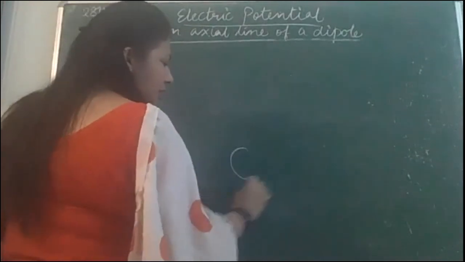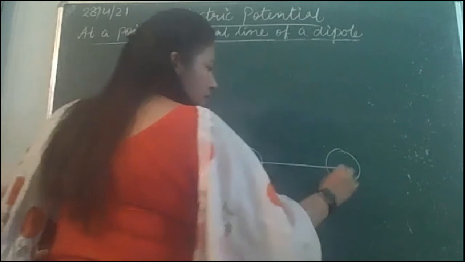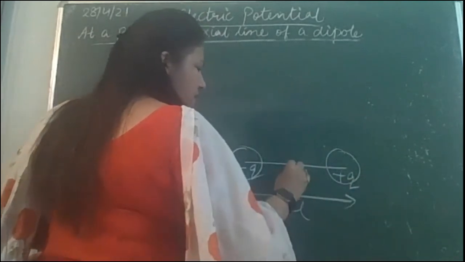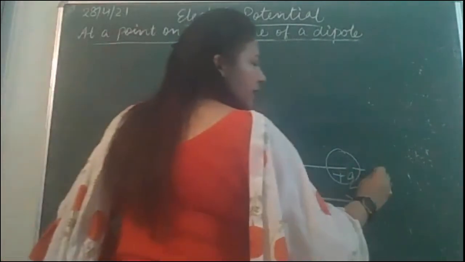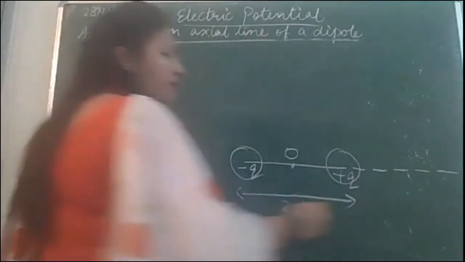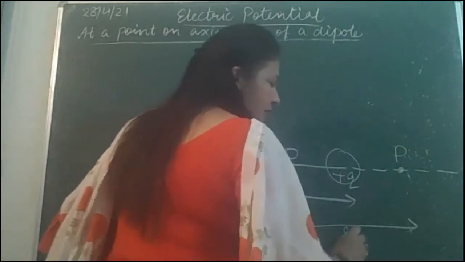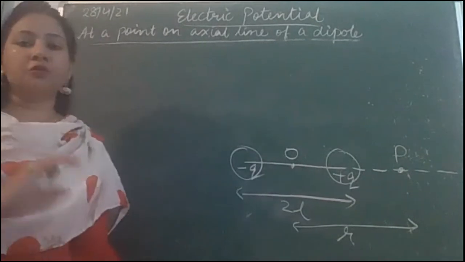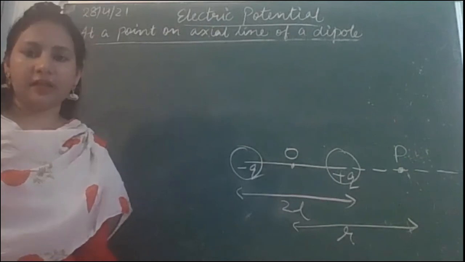So we have a dipole, minus q and plus q separated by 2l distance. O is the center of this dipole, and this is the axial line passing through the center. That is the axial line of dipole. We have a point P on the axial line at a distance r from the center of dipole. At P we want to find the total electric potential due to this dipole. So this is the problem.